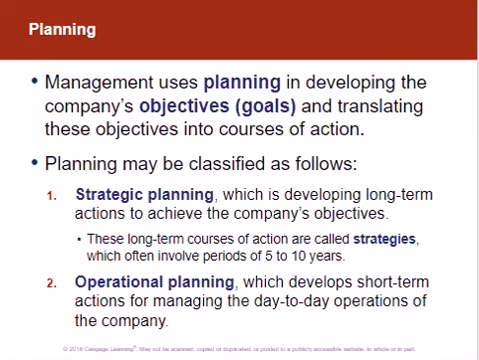Management uses planning in developing the company's objectives, also known as goals, and translating these objectives into courses of action. Planning may be classified as strategic planning or operational planning. Strategic planning is developing long-term actions to achieve the company's objectives. These long-term courses of action are called strategies. These are often periods of 5 to 10 years. Operational planning is more short-term. Operational planning develops short-term actions for managing the day-to-day operations of the company.